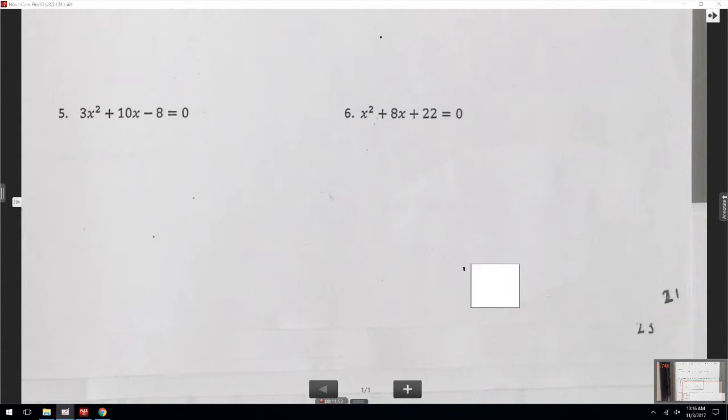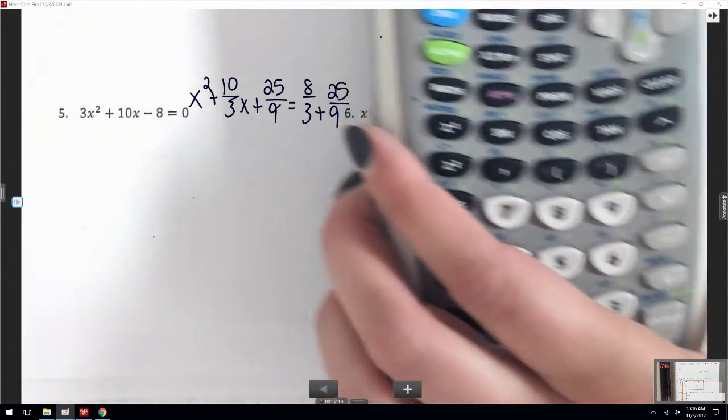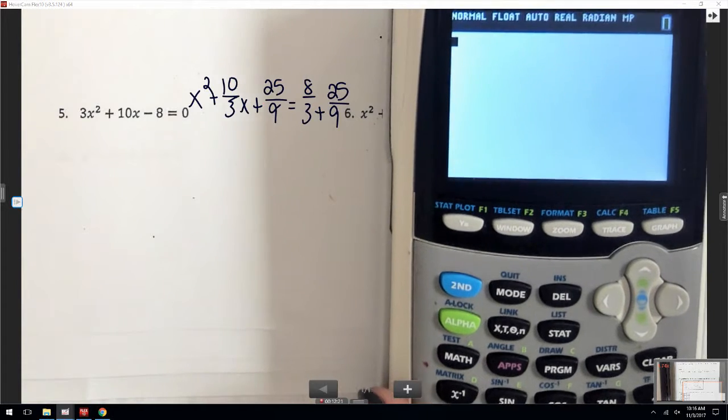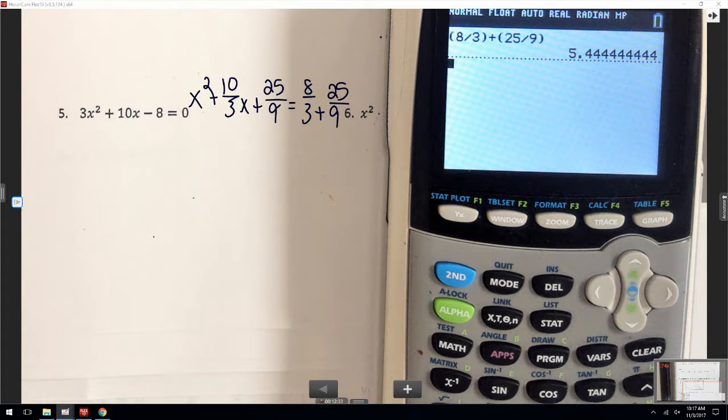X squared plus 10 over 3 x, plus 25 over 9. Okay, so we went ahead and did that? All right, everybody got the calculator ready? Got it handy? Number 5 from yesterday. All right, so we do parentheses, 10 divided by 3 plus parentheses 25 divided by 9, right? Oh, look at this crazy hot decimal.